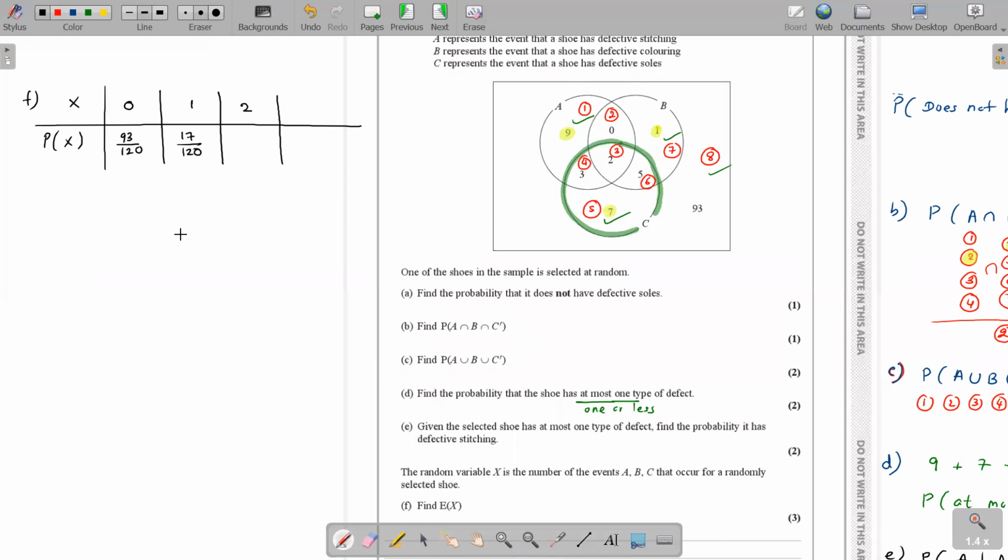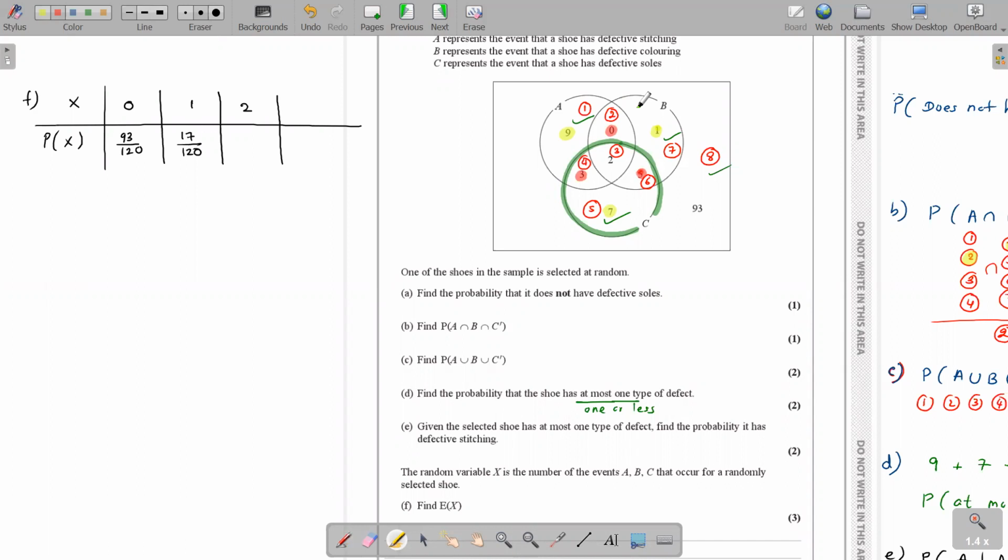When X is 2, there are 2 types of defects. What are the regions where you have 2 types of defects? Region number 2, region number 4, and region number 6. Because there you have the intersection where you have only 2 types. Only 2 circles are intersecting at that point. So region number 2, region number 4, region number 6.